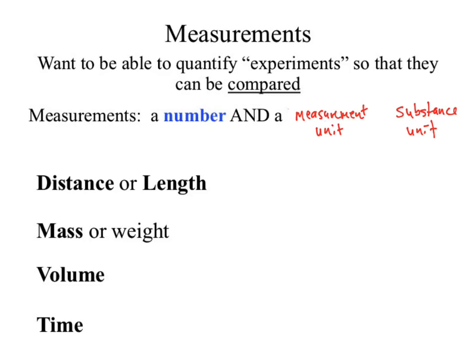So whenever you take a measurement, you should be including the numerical value. Most people include this. The measurement unit, most people screw this up. Okay? I will yell at you a lot for it. Okay? And the substance unit. Okay? So when we're looking at our units, you've got to make sure you've got all of those components.